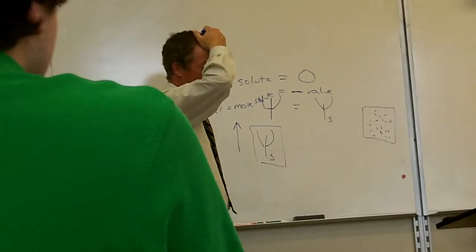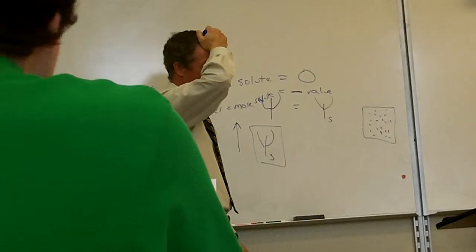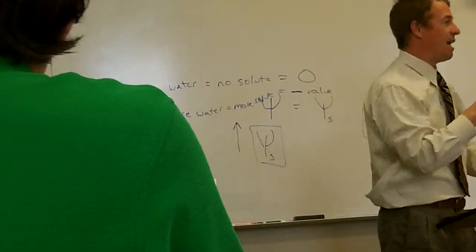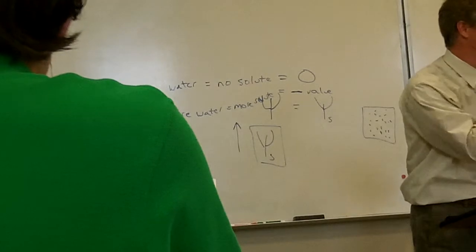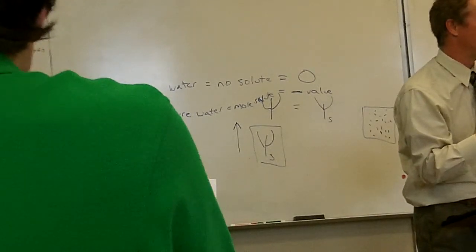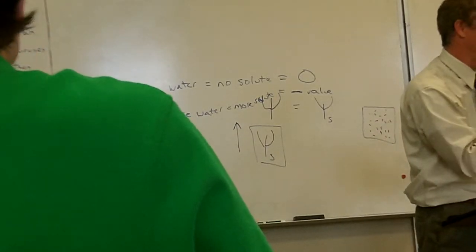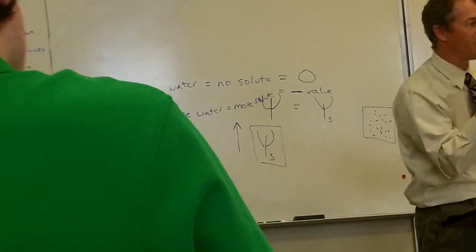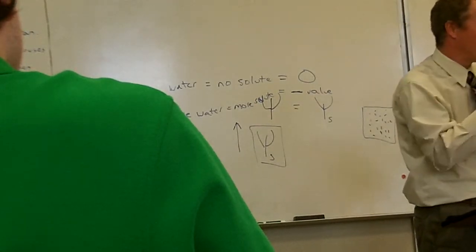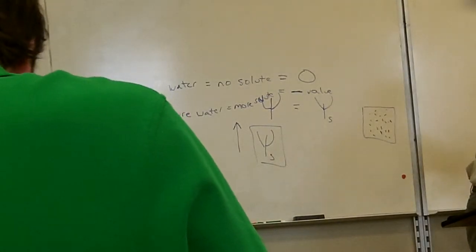Is it the higher water potential when there's not as much solute? Yes. If there's not much solute, if it's just pure water, it has a high water potential. If there's a lot of solute, if it's real salty, it has a low water potential. Water always moves from high water potential to low water potential, from where there's a lot of water to where there's not as much water, where it's salty.